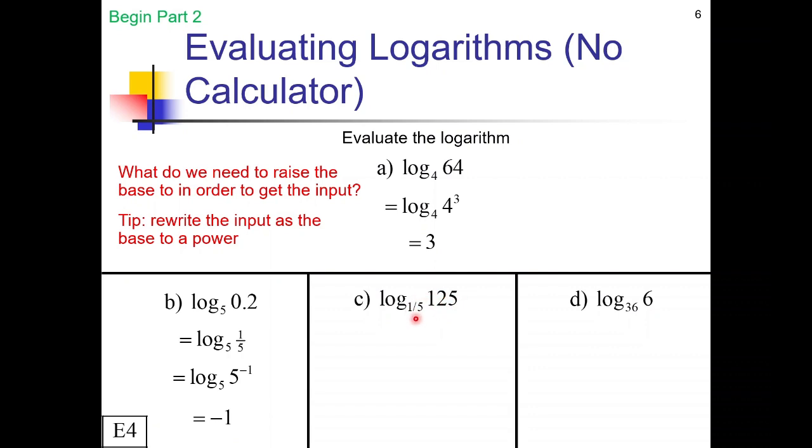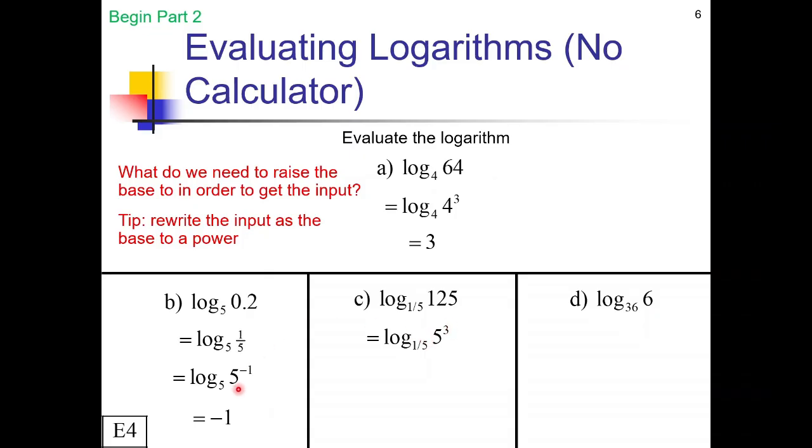Now this one is a little bit trickier, except if you can't get the exact base right away, if you can at least turn the input into something that has the base, that might help. So I don't know what power of 1/5 125 is, but I know 125 is 5 to the third power. That might be useful.